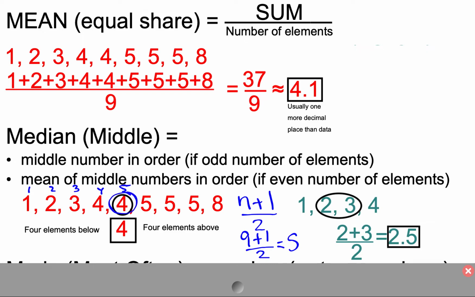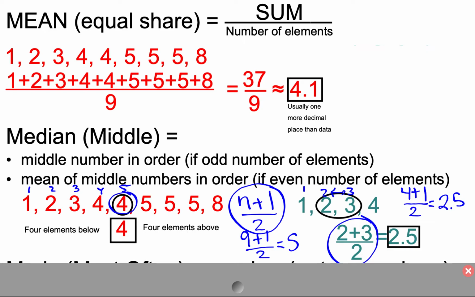Okay, if you have an even number of numbers, you take the 2 in the middle and add them up and divide by 2. You take the mean of the middle. Now you can use this same n plus 1 over 2 to find out the position of that element. 4 plus 1 divided by 2, that's 5 divided by 2. That's 2.5. So it's the 2.5th element, which is halfway between the second and third. So we've got 1, 2, 3. It's halfway between the second and third element. So we add them together, divide by 2, and we get the median.